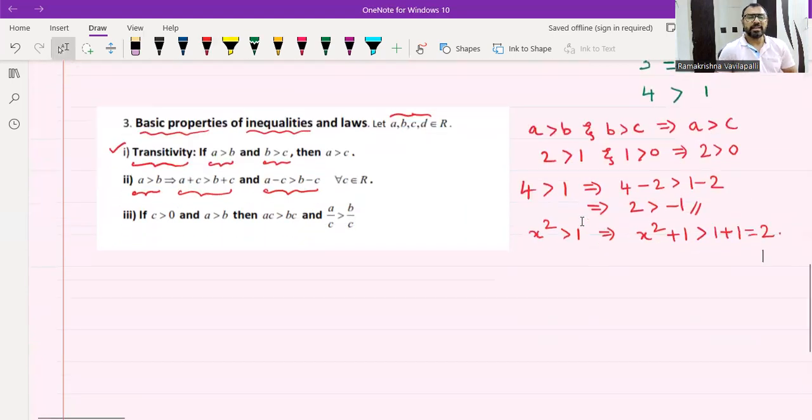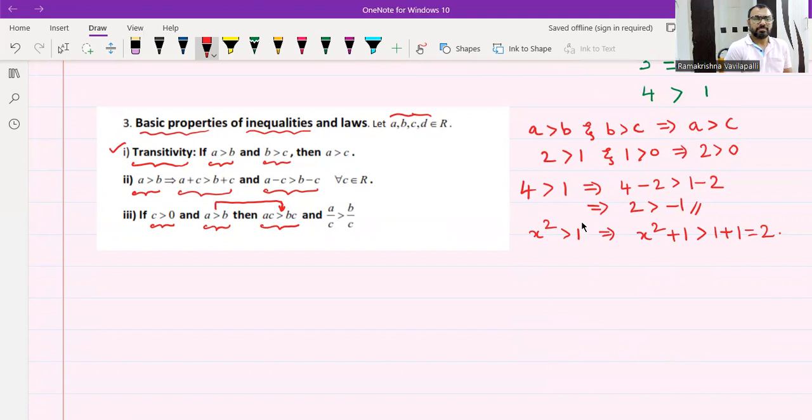Now, the third one. Here C is positive, and A greater than B. When you multiply a positive quantity to the inequality A greater than B, the inequality will remain the same, which means that whatever the first inequality is, the same will appear when a positive quantity is multiplied or when a positive quantity is divided.